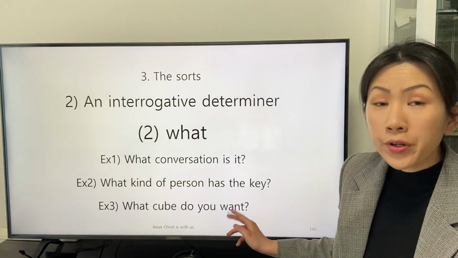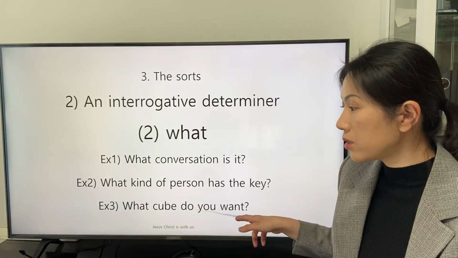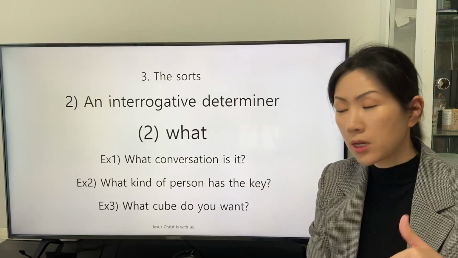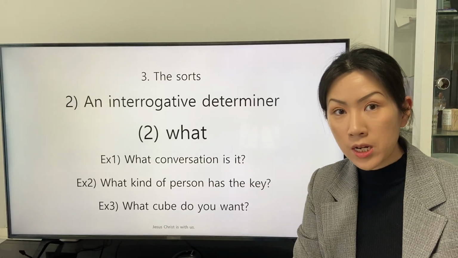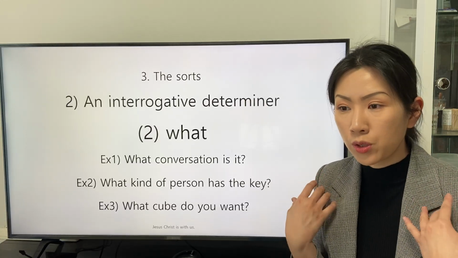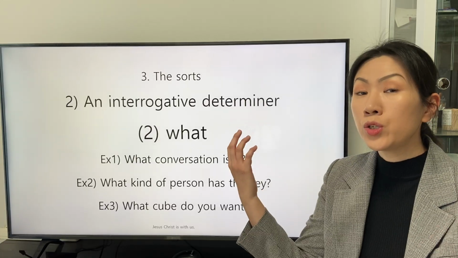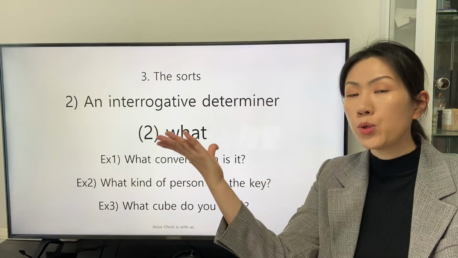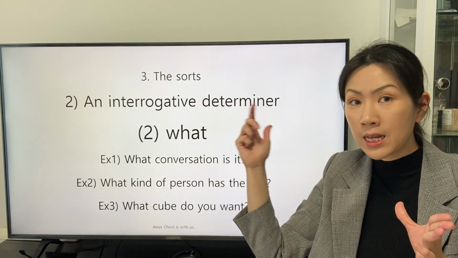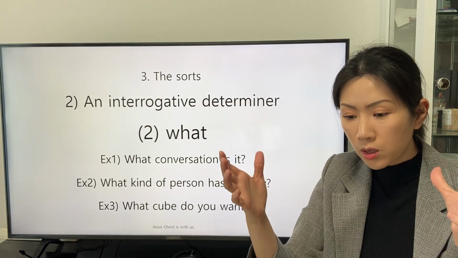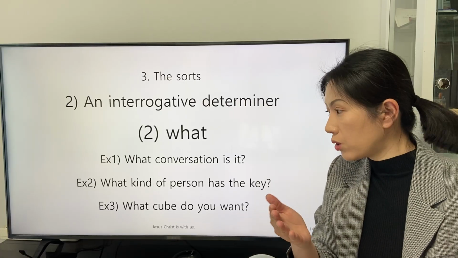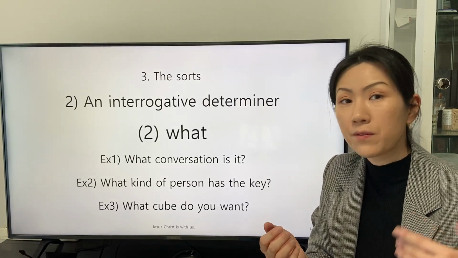And in the third example, what cube do you want? The interrogative determiner what describes the general noun cube. So we can understand that the speaker intends to know about the description to specify, to narrow down the entire range of the indication to only a limited range of cubes.